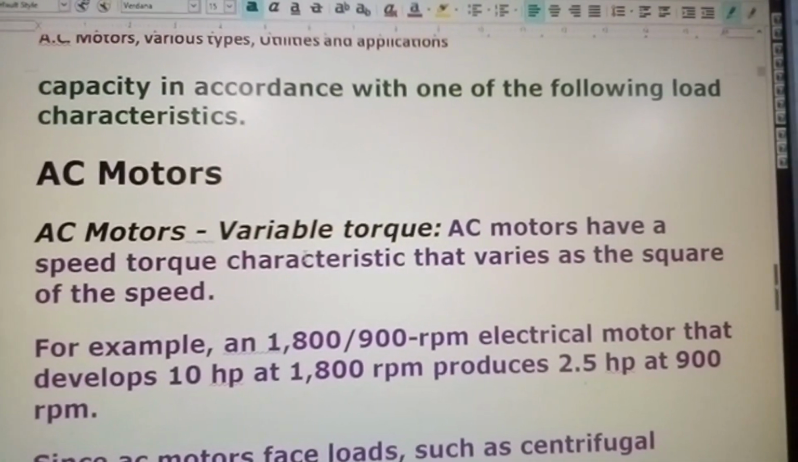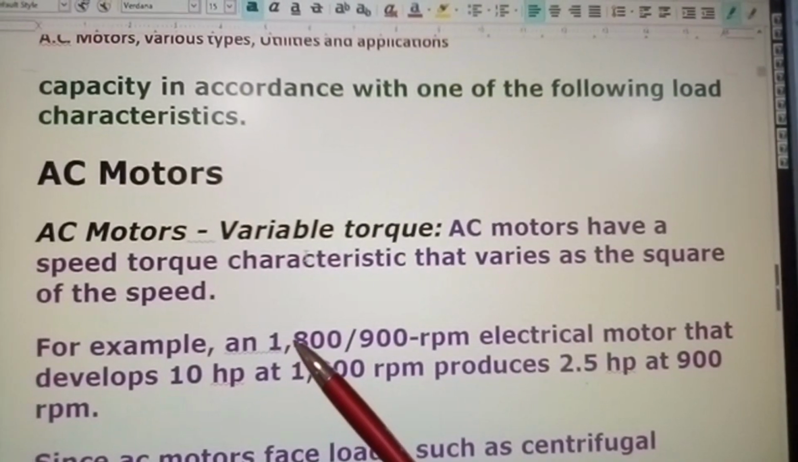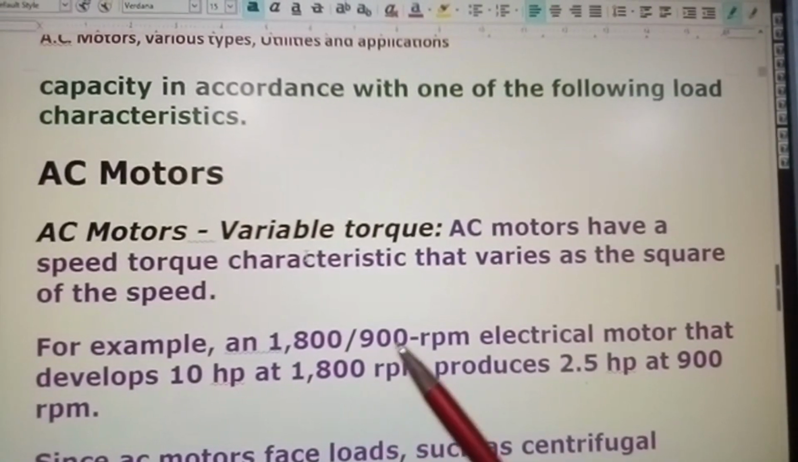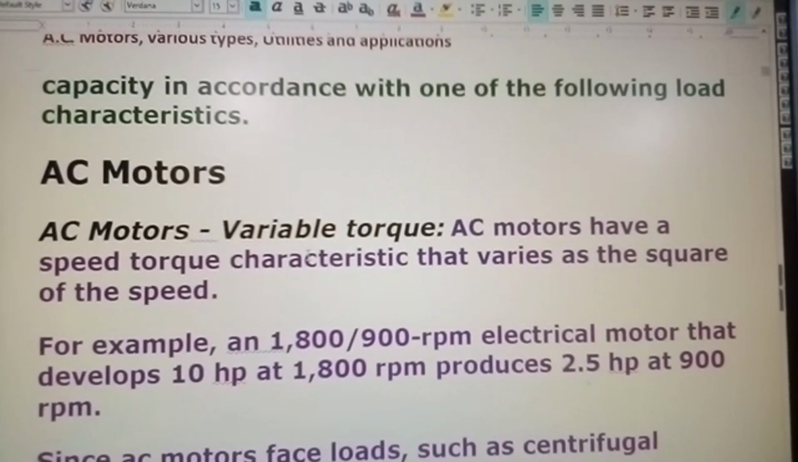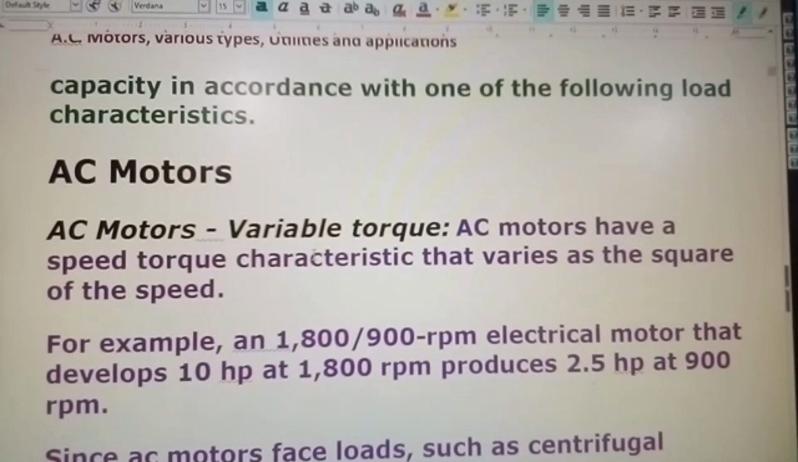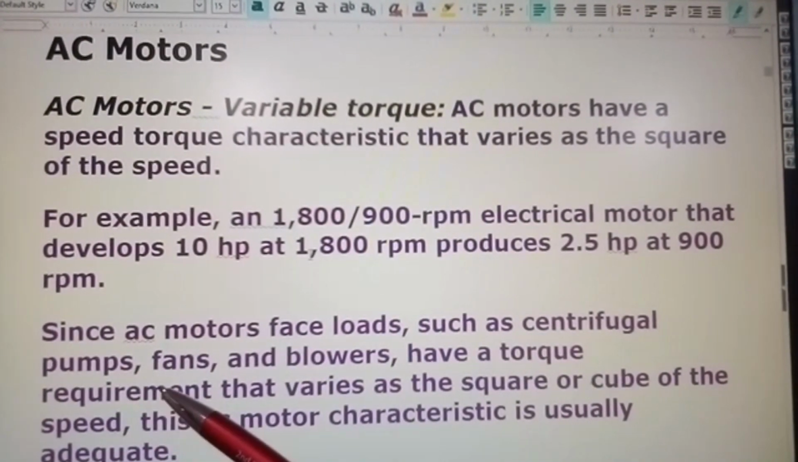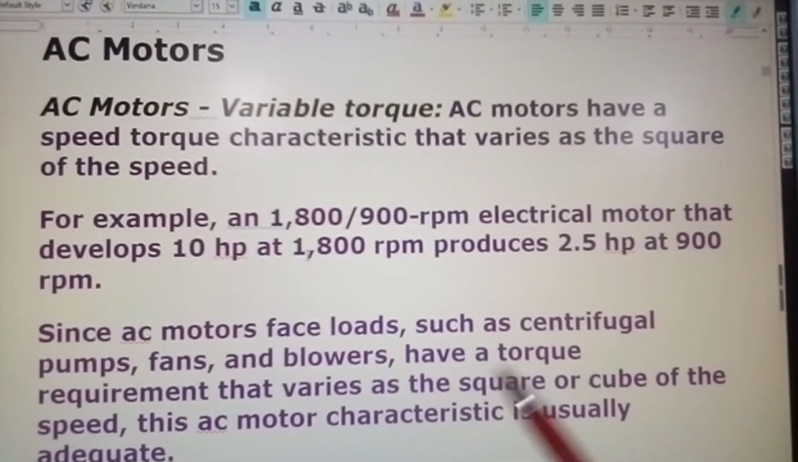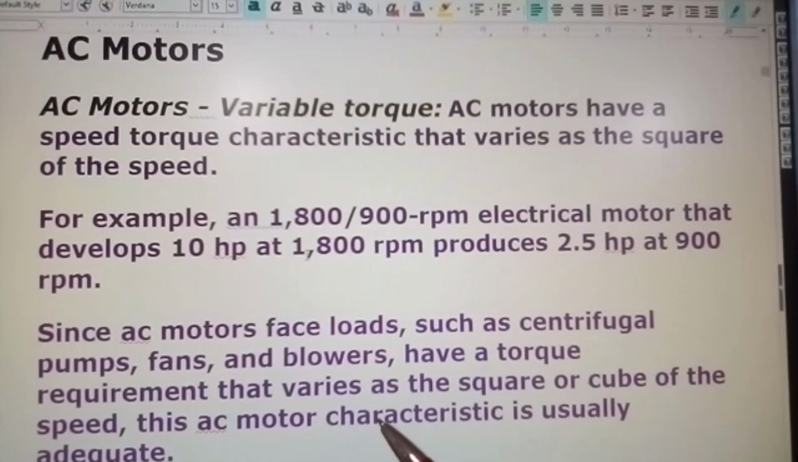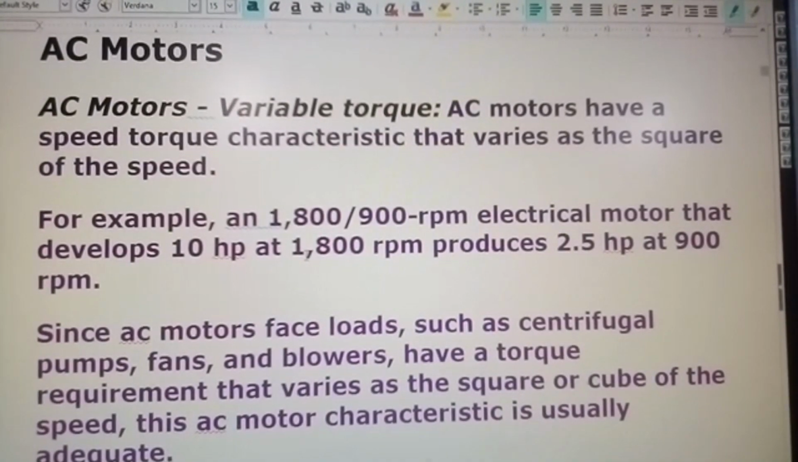So you need to ensure that your motor can cope with the load at its respective speed of 1800 revs to 900 revs, so you do not put on a load that is greater than the motor can handle. That is what he's trying to say here. Since AC motors face loads such as centrifugal pumps, fans and blowers have a torque requirement that varies as the square or cube of the speed, this AC motor characteristic is usually adequate.